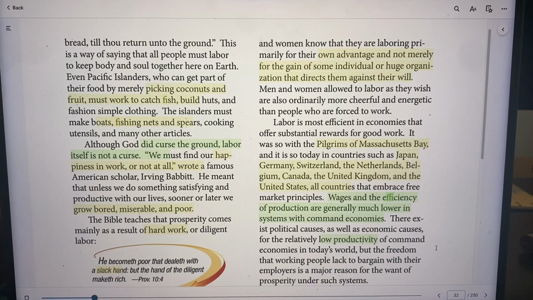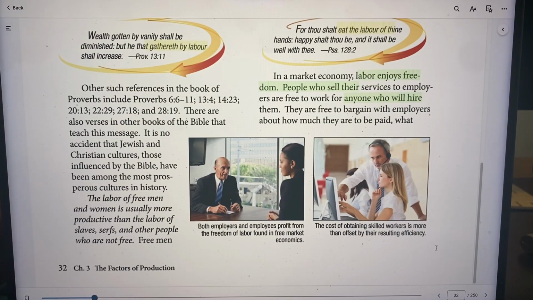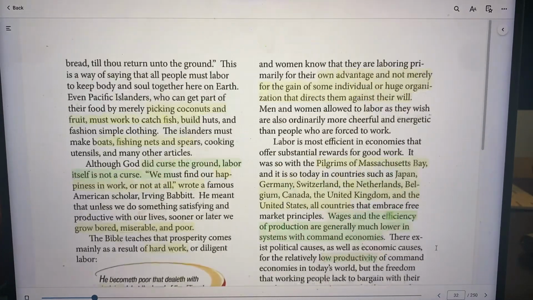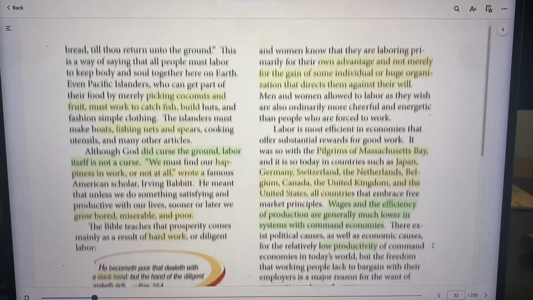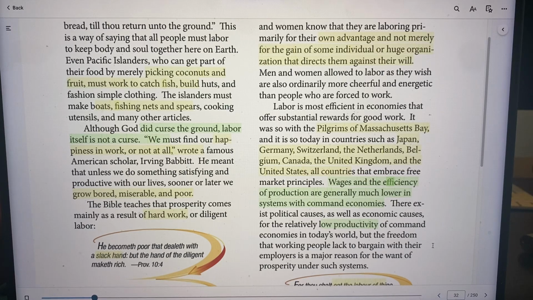So there's a lot of other verses in the Bible. It tells right here. So this part says, free men and women know that they are laboring primarily for their own advantage and not merely for the gain of some individual or huge organization that directs them against their will. In a communist country, somebody is directed to work something when they don't want to do that work. They pick what profession you will be in, and you don't want to do that. Like Benjamin Franklin, he didn't want to make candles. That's what they said he was going to have to be, a candle maker.